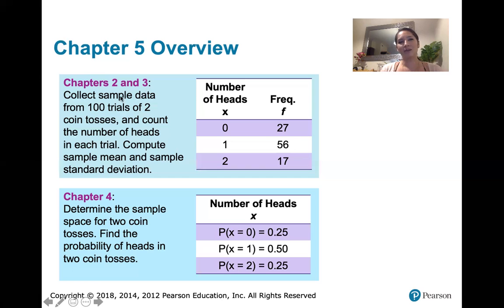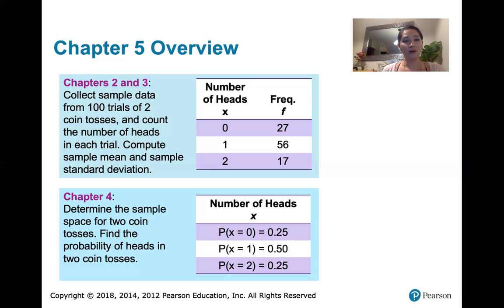So what we did back in chapters 2 and 3 was we said, okay, once we summarize this and organize this in a frequency distribution, and then maybe graph a frequency histogram to get some sense of the distribution, let's compute the sample mean and sample standard deviation as a measure of center and a measure of variation in that data. So that's past tense based on things that have already happened.